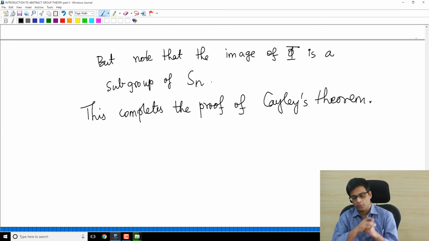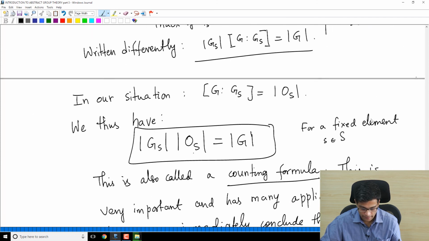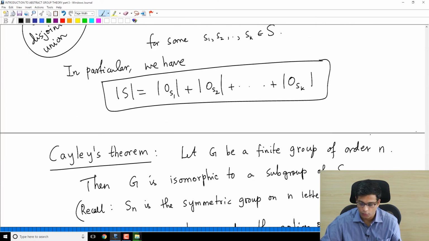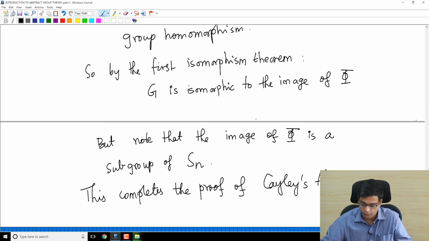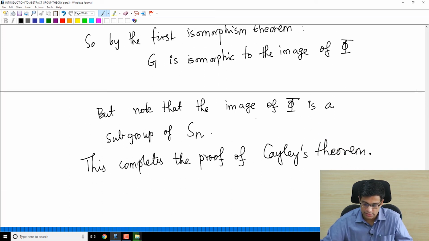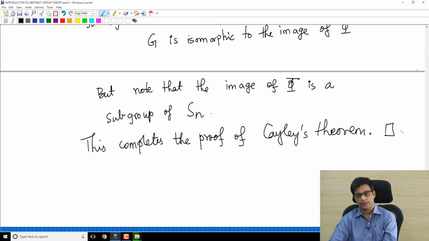right? We remember what Cayley's theorem was. That was the beginning of this video. Cayley's theorem says that if you have a finite group of order n, then it is isomorphic to a subgroup of Sn, which is exactly what we have just proved. G is isomorphic to the image of phi and the image of phi is a subgroup of Sn. So G is isomorphic to a subgroup of Sn.